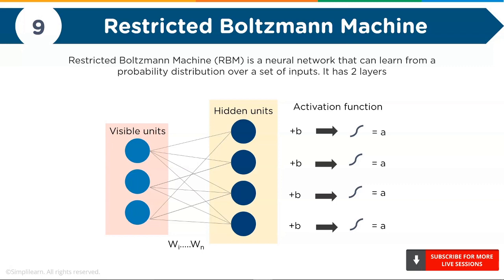RBM was also invented by Geoffrey Hinton. The algorithm is useful for dimensionality reduction, classification, regression, collaborative filtering, feature engineering, and topic modeling. Restricted Boltzmann machines constitute the building blocks of deep belief networks, or DBNs. RBMs are also called energy-based models.